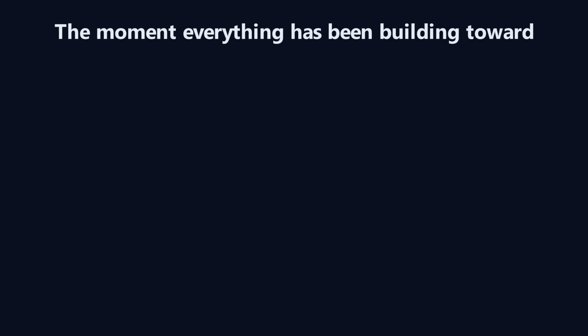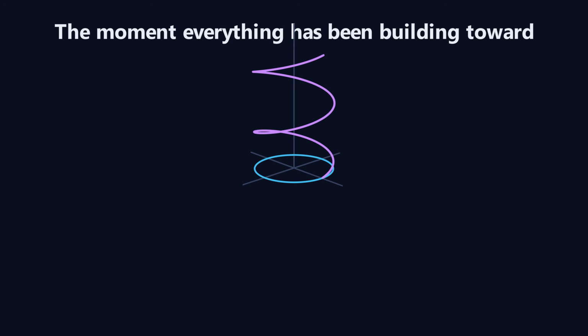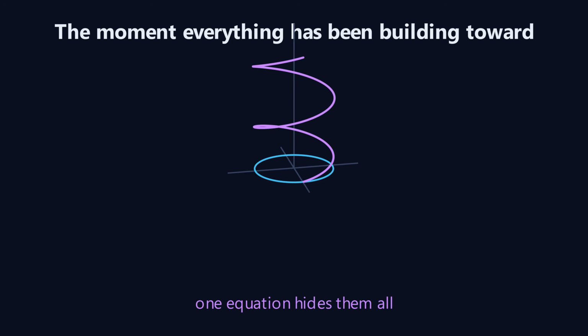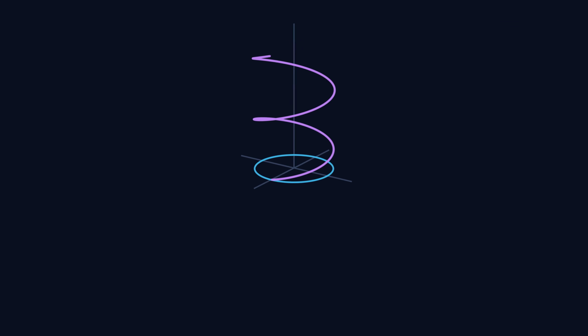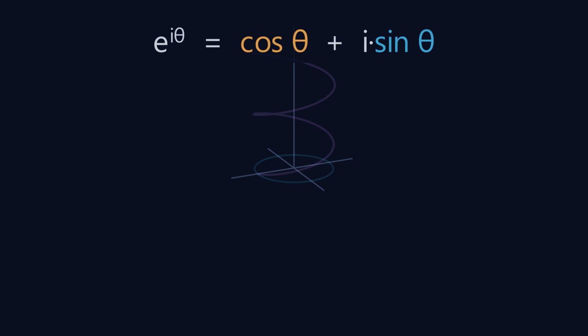Now for the moment everything has been building toward. All those identities, the angle sum formulas, the double angles, and rules we haven't even met yet, every single one of them is hiding inside one equation. And it connects trigonometry to a place you'd never expect, the imaginary numbers. It's called Euler's formula, and many mathematicians call it the most beautiful statement in the entire subject. Here it is. e, the natural growth number, 2.718 and so on, raised to the power i times theta, equals cosine theta plus i times sine theta.